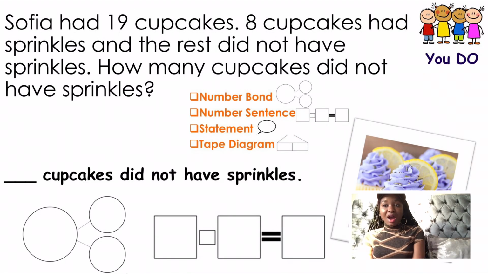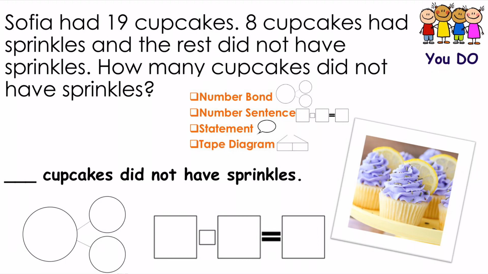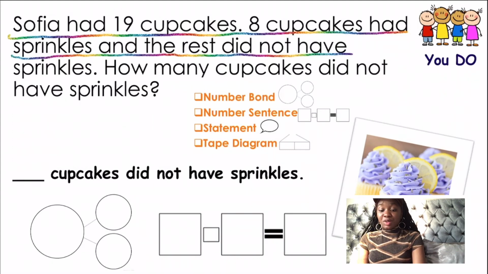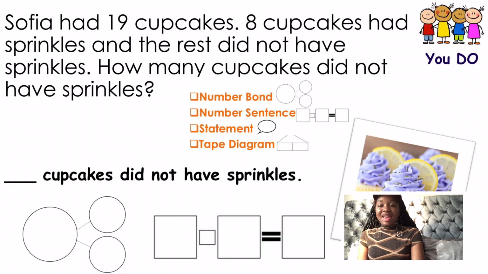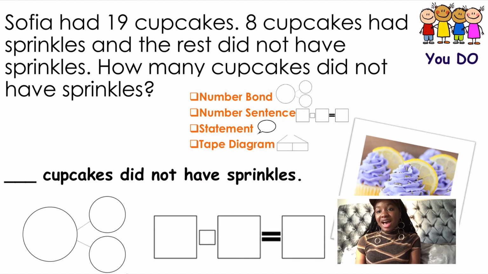Your last problem. When you are all done, remember to turn in all your hard work from today. Sophia had 19 cupcakes. 8 cupcakes had sprinkles, and the rest did not have sprinkles. How many cupcakes did not have sprinkles? Make sure you have that number bond, a number sentence, a tape diagram, and of course your statement. Pause this video and solve this last problem.